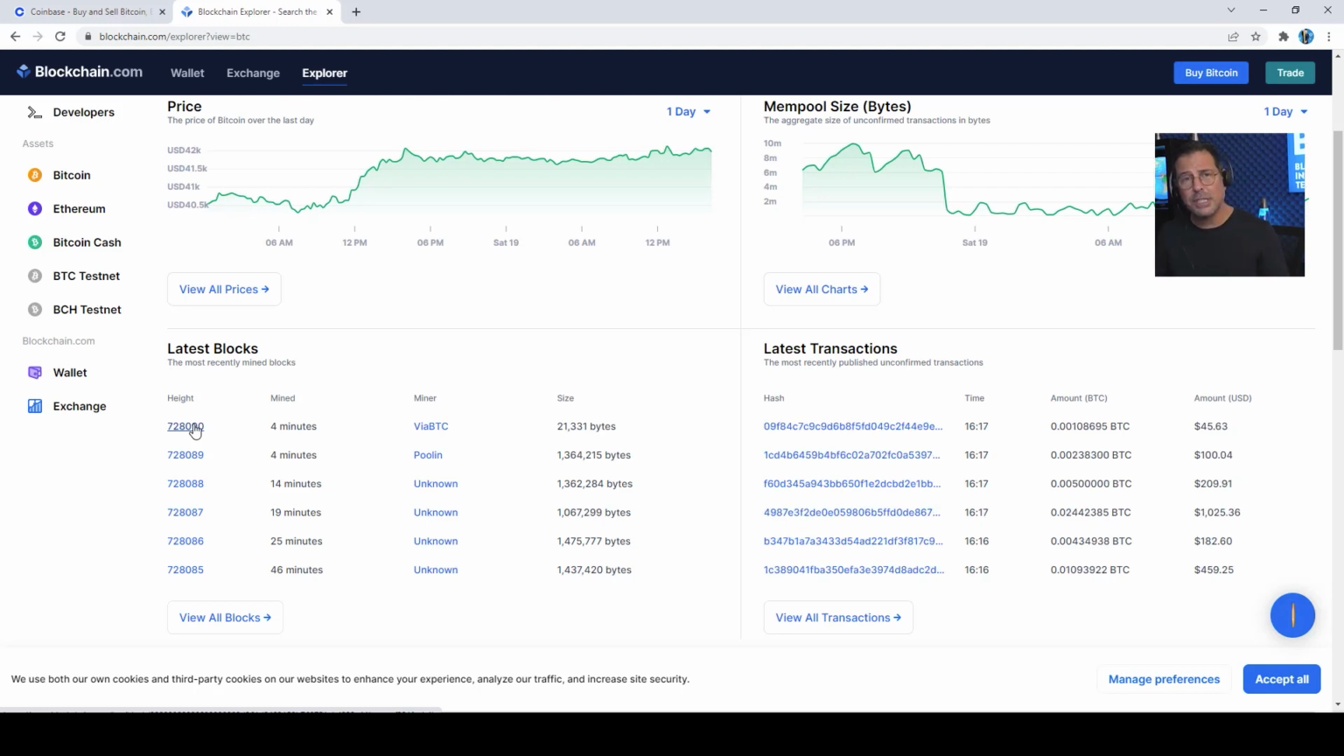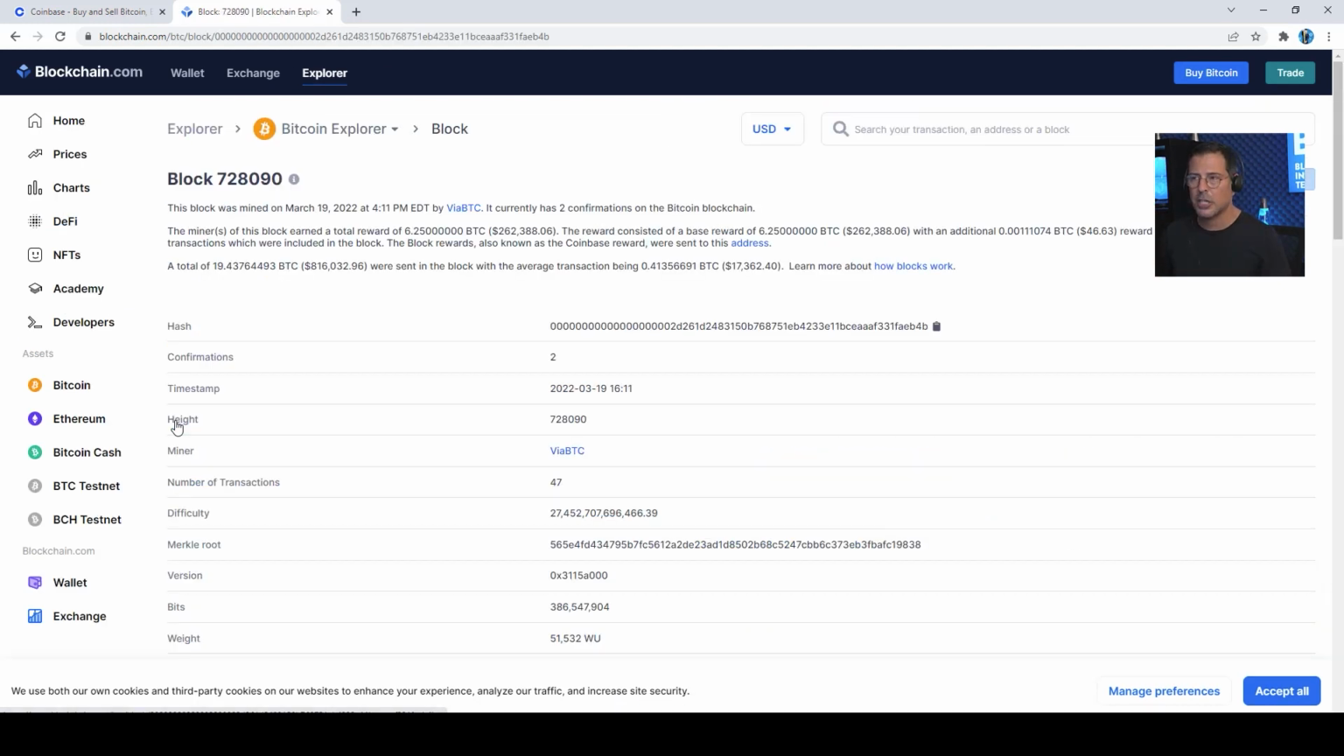And the way you receive that reward is through a transaction called the Coinbase transaction. Let me show you the Coinbase transaction right now. And for that, I'm going to go to the latest block on the blockchain. What you see here in this example is block number 728,090. That's as of the time that I am recording this lesson with you.